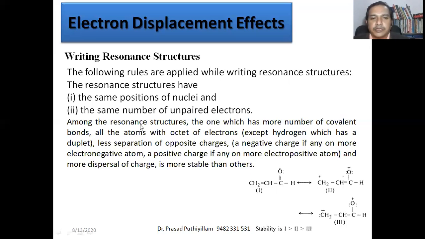Among the resonance structures, the more stable one has more covalent bonds and all atoms with an octet of electrons. Octet means atoms can occupy a maximum of 8 electrons in the outermost orbital. The exceptional case is hydrogen, which has a duplet, with 2 electrons, and is then also stable. It also has less separation of opposite charges, meaning positive and negative charge. If the charge separation is less and there is more dispersal of charge, then it is a more stable structure.